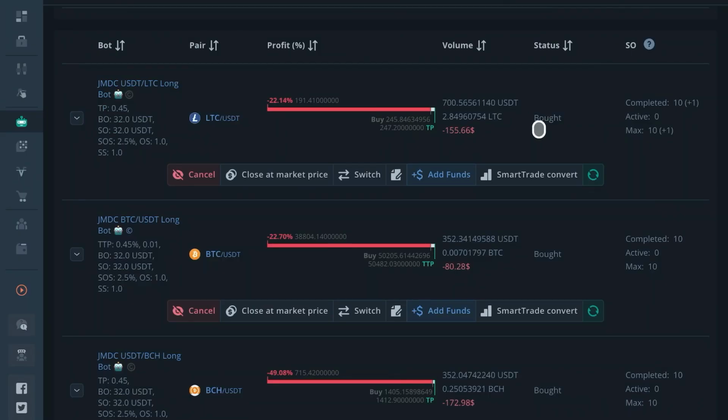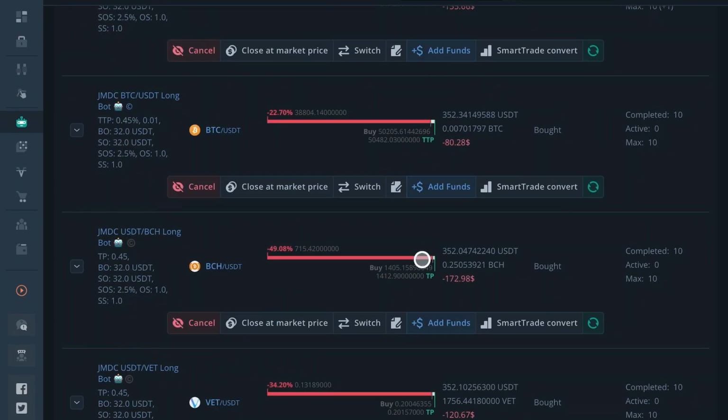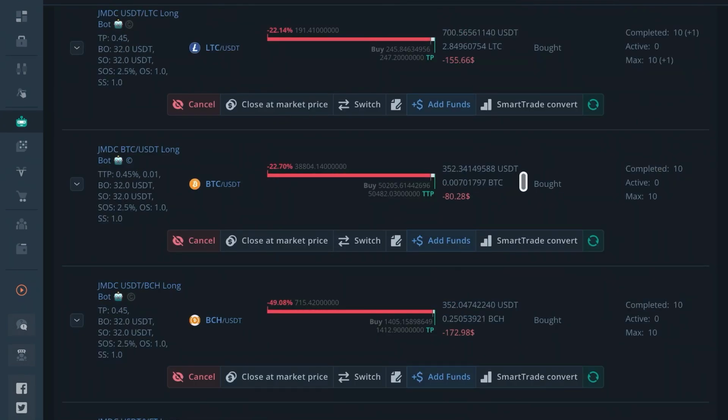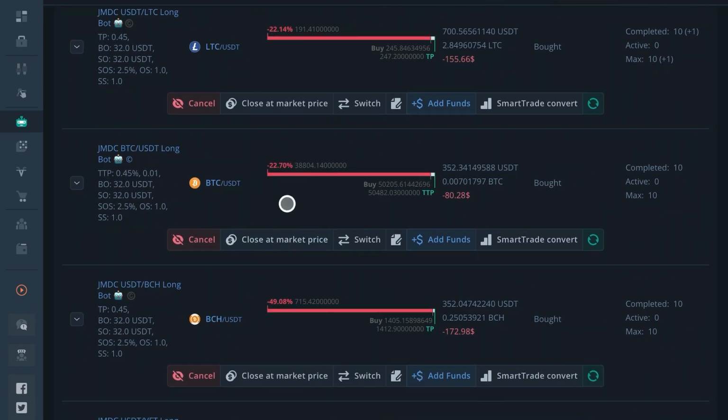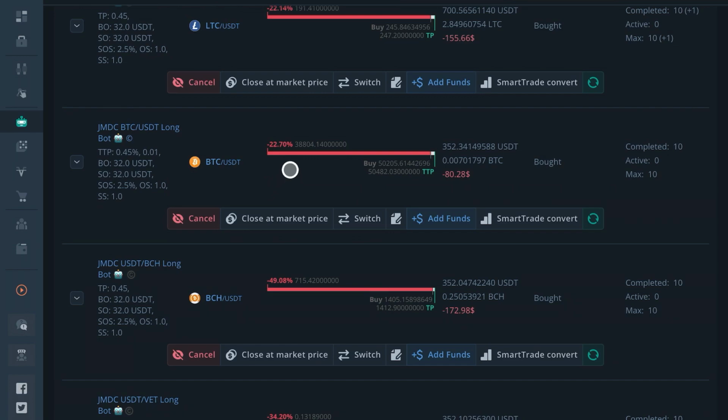So if you're looking at one of your other bots here, and you see this one's at minus 49%. This one's already at minus 22%. So we haven't done anything to this one, and it's at minus 22%. This one was at minus 40%. We bought in the dip. Now it is at minus 22%. So if we did that to one of these other bots, it wouldn't have been as effective, even if we put the same amount of money in, because it's closer to the take profit goal.